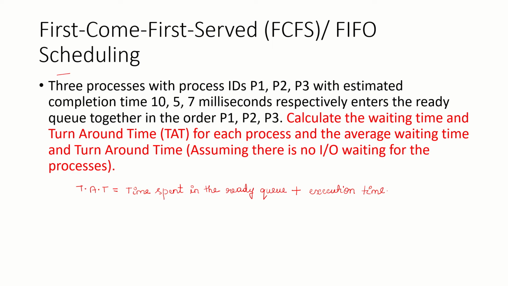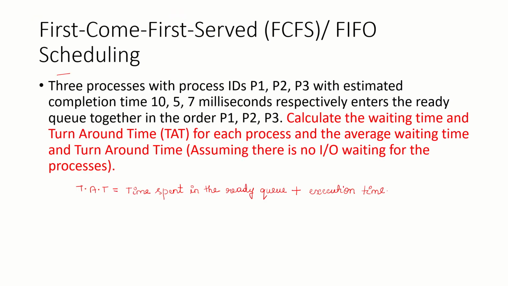Now let's see how we can solve this. First we will write down what all is given. First, it is mentioned that there are three processes. That is the first thing we have to understand. Three processes are there. Now we will write down their names. One is P1, another is P2 and the third is P3. Now we'll write down their completion times. What is written here? It is 10 milliseconds, 5 milliseconds and 7 milliseconds. Let's write that.